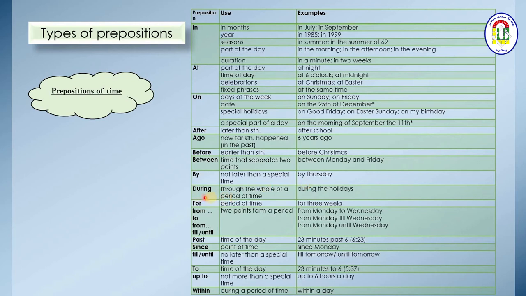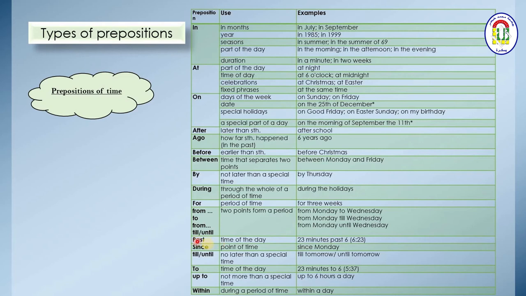Okay, during: through the whole of a period of time, during the holidays, during the week, during the year. Okay, for, for a period of time, for 3 weeks. I have worked on this topic for 3 weeks. 2 points from a period: here I have 2 prepositions, from and to. I say from Monday to Wednesday, from Monday till Wednesday, or from Monday until Wednesday.